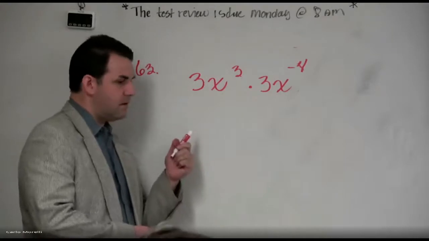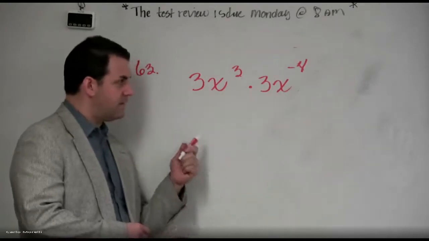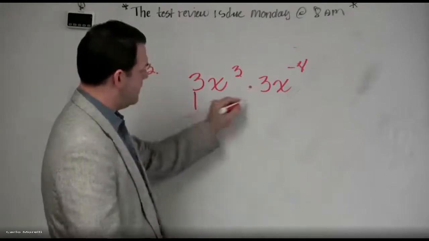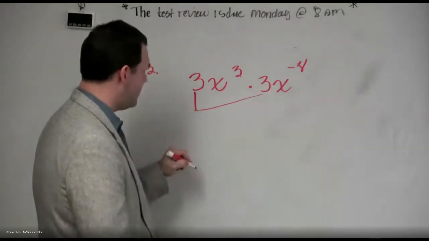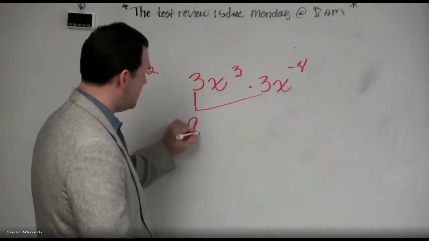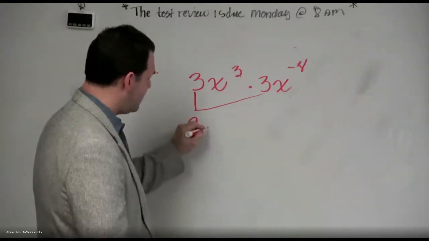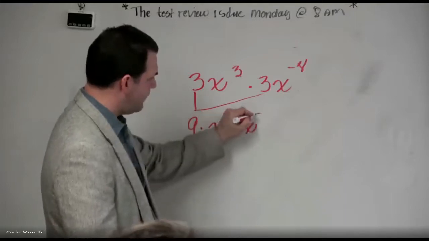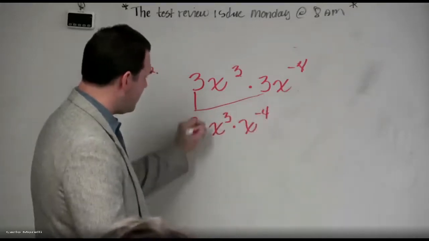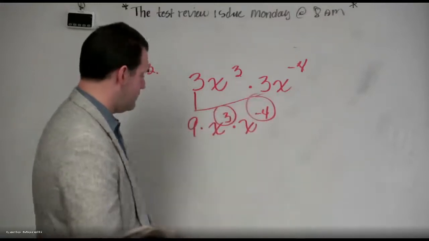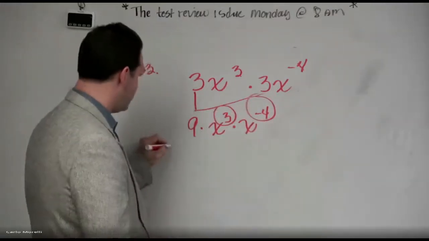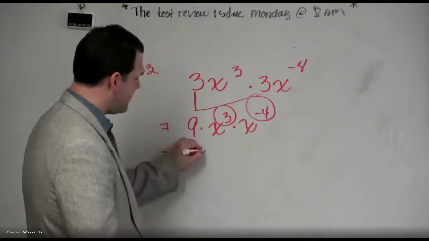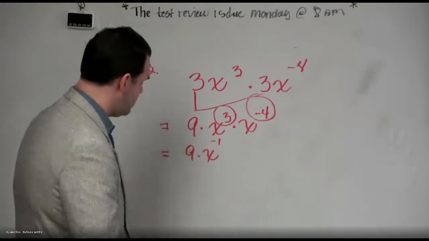Well, here we have to multiply the 3 times the 3. Okay. What is 3 times 3? 9. Okay, and so it's 9 times x cubed times x to the negative 4th. And now we have to add 3 to the negative 4. What's that? So it's 9 times x raised to the power of negative 1.